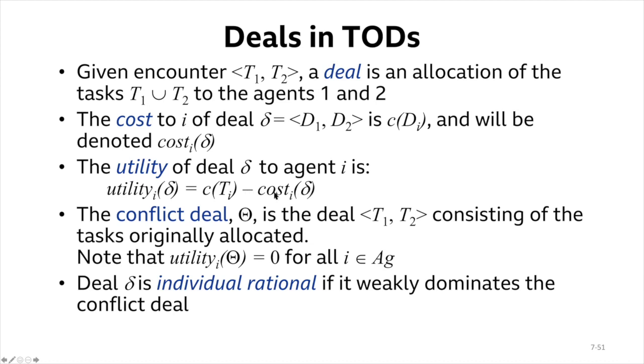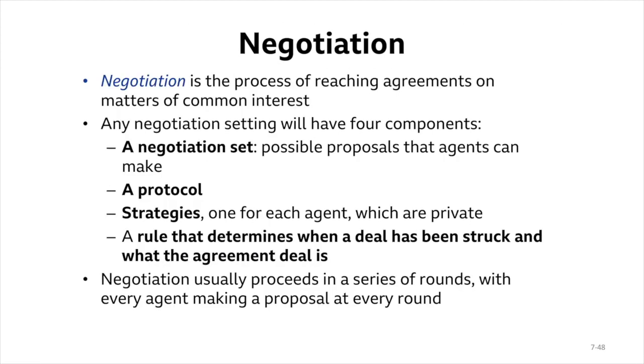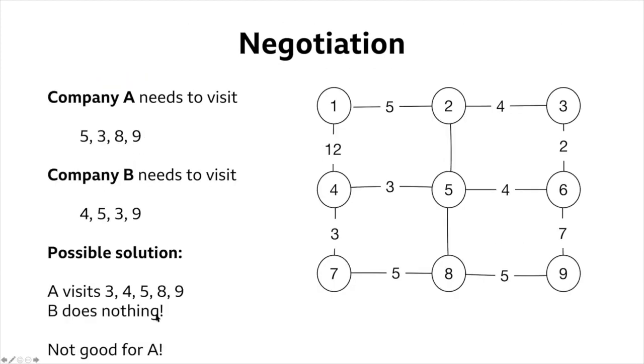Now, if the cost of the task that you're proposing I carry out is greater than the cost of the task that I was originally given, then my utility is going to be negative. What that means is that this deal that you're proposing will make me worse off than the task that I was originally given. An example of this would be this scenario here, right? This is not good for company A because it would make him worse off than if he'd just done the tasks that he was originally given. So this is a deal here which would make company A worse off than he was originally.